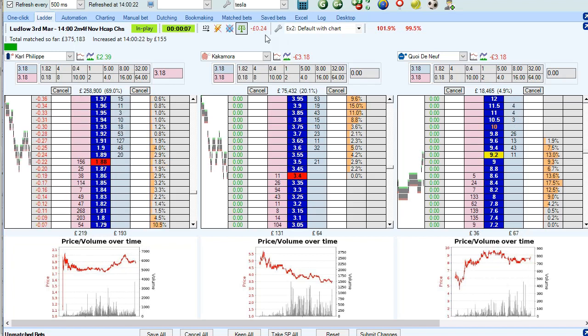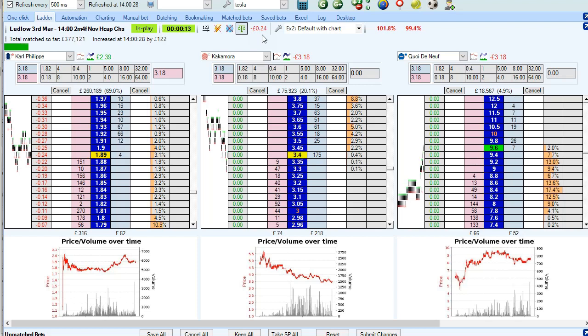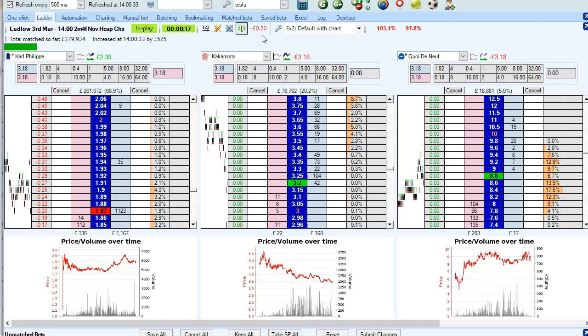You just got to keep an eye on where the price is going really, and whether this runner does do what we're expecting it to do. But this is definitely one of those trades I really do dislike.